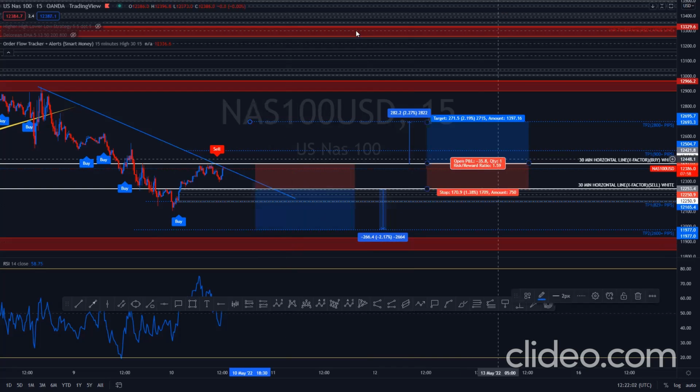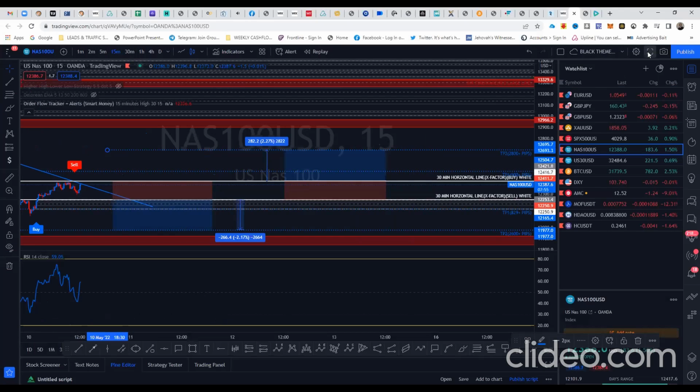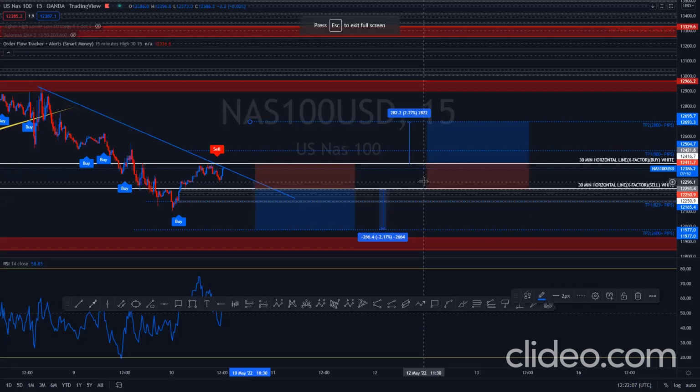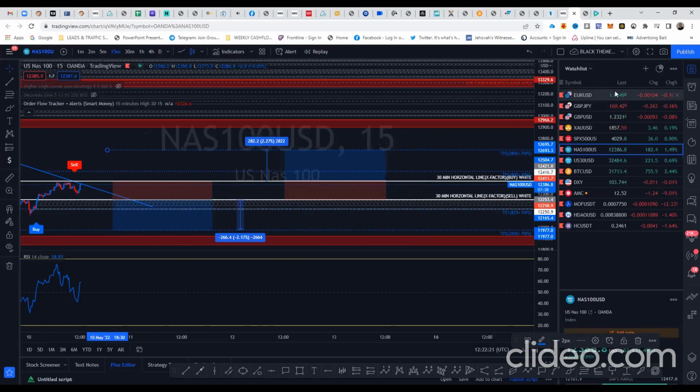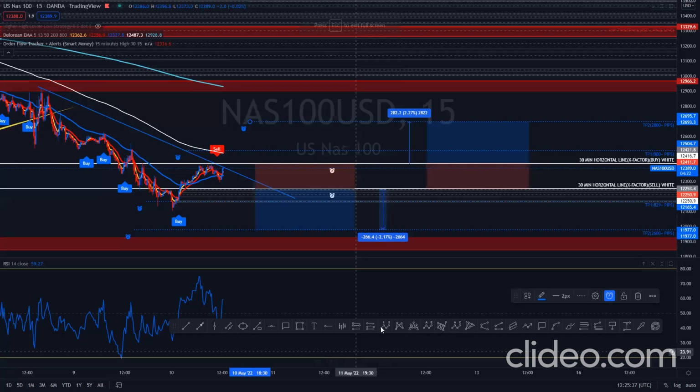Right. So now that I have my take profits put in, I'm going to turn on the Delorean EMA indicator. Well, let me go ahead and set my alarms for my take profit zones first. Then we're going to do the indicator. Be right back. All right, now I set my alarms for my take profit zones.